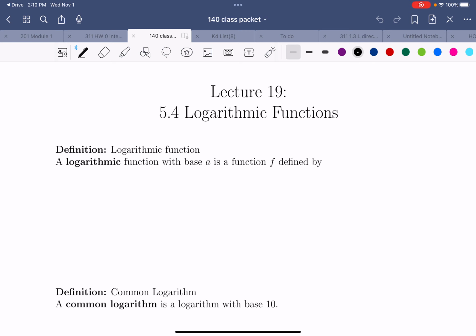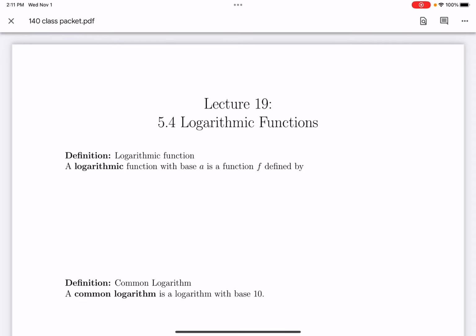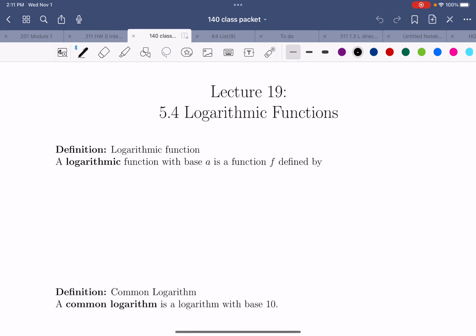Okay, so in section 5.2 and 5.3, we started talking about exponential functions, right? So exponential functions where you have a to some power, and then natural logarithms where that a is actually e, okay? So what we're going to do now, jumped around here, sorry about that.